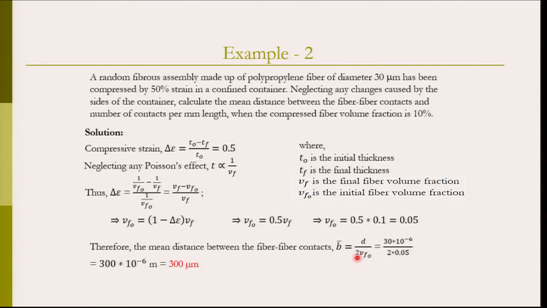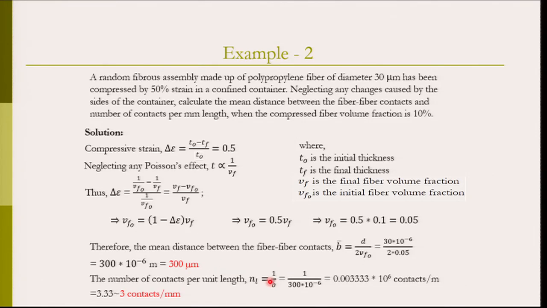Since we have used this formula earlier, we can calculate the mean distance between the contacts as the ratio of the fiber radius and initial fiber volume fraction here, and we get the value of 300 microns. And once you invert this value of B bar, you can get the contacts per millimeter, which is 3 contacts per millimeter.